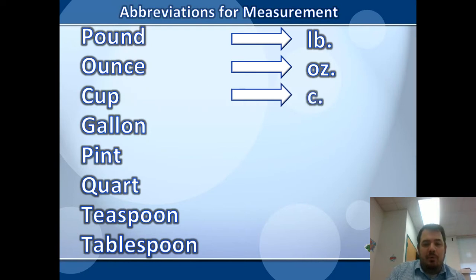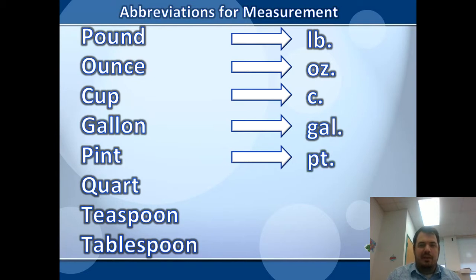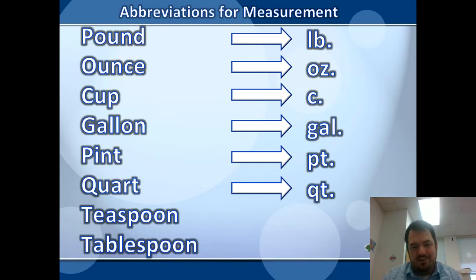The next one is cup. Cup is a lowercase c. Gallon, which is like what milk comes in. A gallon is GAL period. That one's pretty normal. Then we have pint, which is PT period. We don't really use pints a whole lot. Quarts, it's like a smaller size for milk to come in. It's QT period. Yeah, like QT.